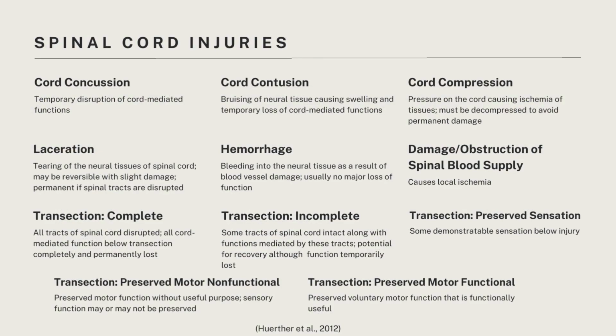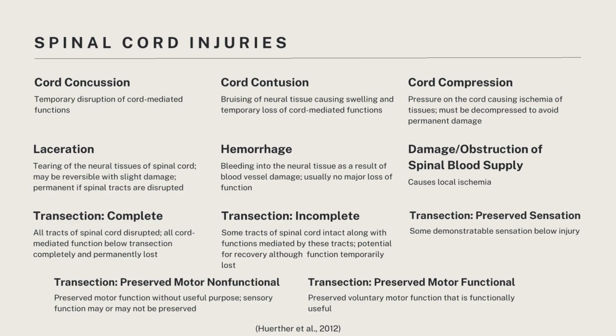Now we'll look at the spinal cord injuries. You have cord concussion and cord contusion, both of which are temporary conditions. Cord compression, as we see in myelopathy, can be temporary, but can also cause permanent damage if not treated. Laceration can be reversible if the damage is slight, but is permanent if the spinal tracts are disrupted.